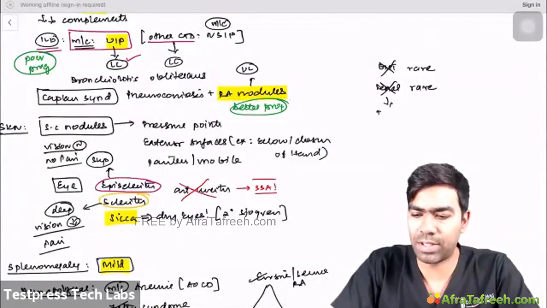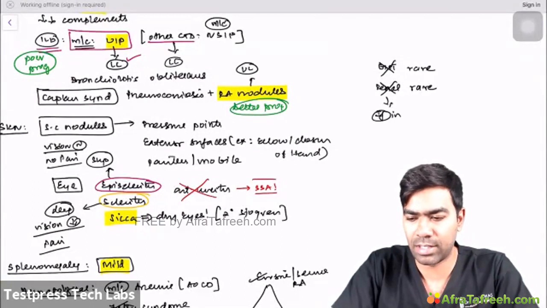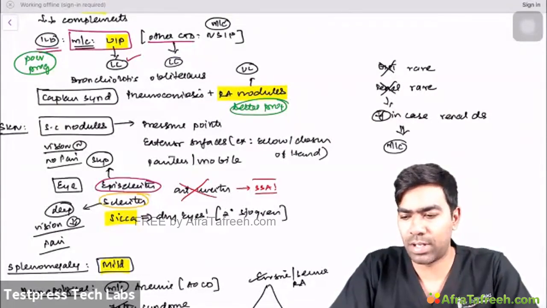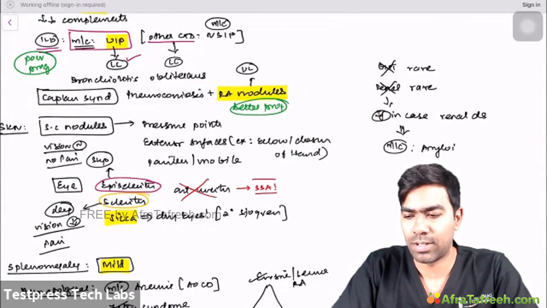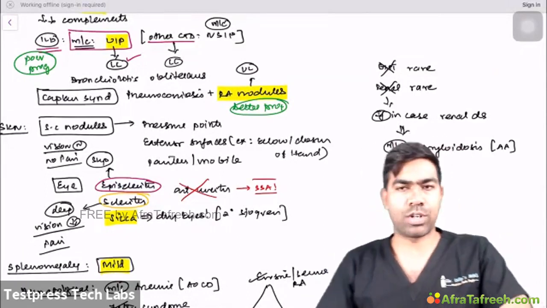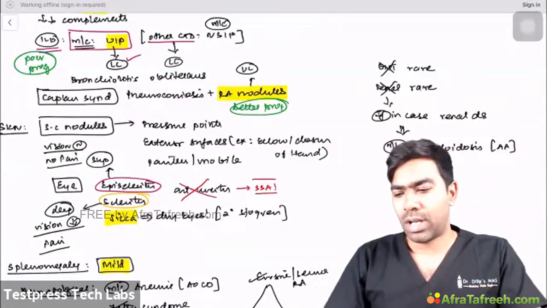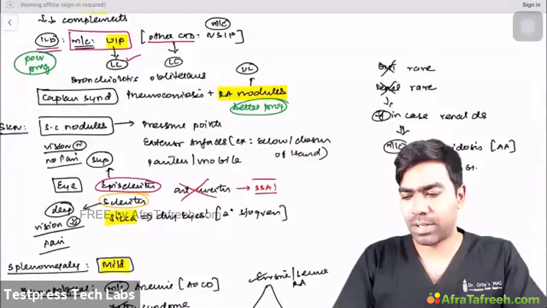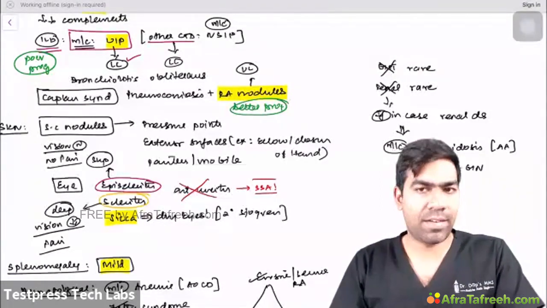Suppose the patient has renal disease, and somebody asks you what is the most common renal disease that a patient gets in rheumatoid arthritis, it will be amyloidosis. Amyloidosis is the most common because of the AA amyloid. We know that AA amyloid is an amyloid of chronic inflammation. Apart from that, you can get membranous glomerulonephritis, membranous nephropathy. That's the second most common after amyloidosis.